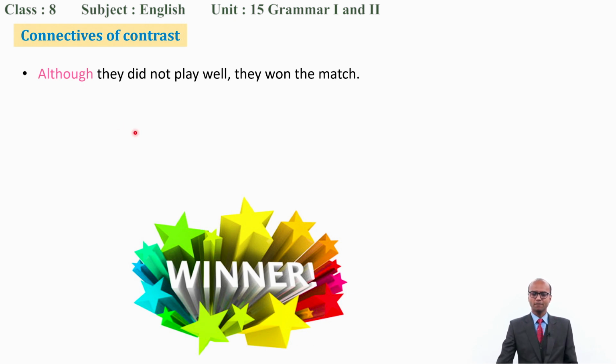So look at the sentence. Although they did not play well. Do you think if somebody or a team does not play well, he or she wins the match? Perhaps not. But look at the result. They won the match. It means there is contrast between condition and result. Okay, this is the condition. Although they did not play well, they won the match. So there is contrast between two ideas. They did not play well, which means they must have lost their match, but no, they won the match.